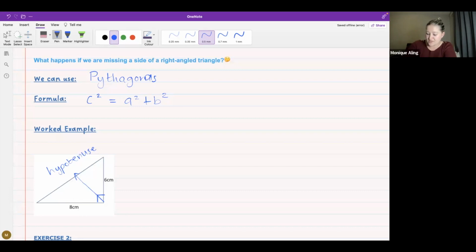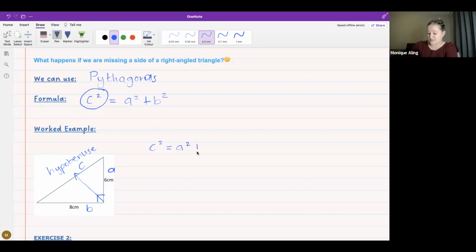The hypotenuse is represented by c squared. And then it does not matter which side you label as A and B. So C is always the hypotenuse, the side across from our 90-degree angle. So to work out the hypotenuse, the hypotenuse squared is equal to A squared plus B squared. So let's have a look at how we'd use this formula in the worked example.